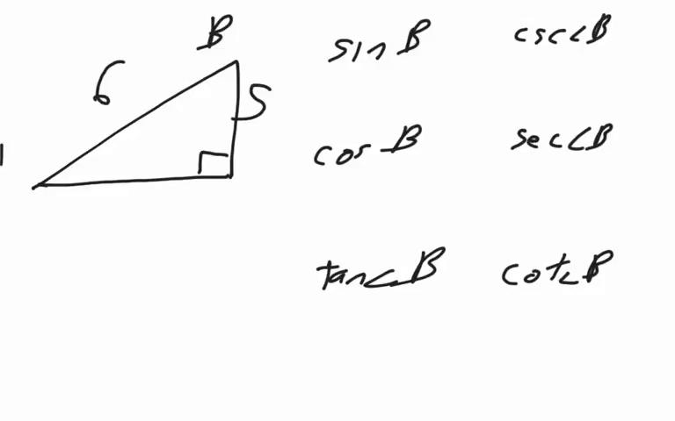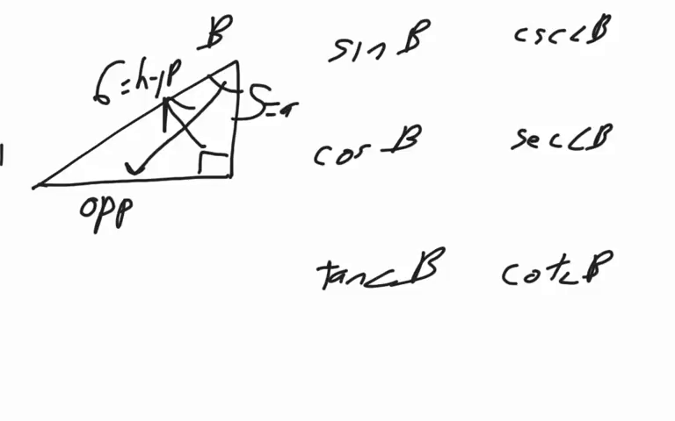Alright, here we have a right triangle, and we're looking for the sine, cosine, and tangent of angle B, which is right here. So, when I'm labeling, the side across from the right angle is always the hypotenuse. The side across from the angle is always the opposite, which means the side left over is left to be the adjacent.